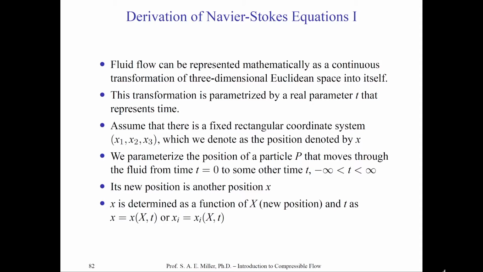Now, x and t are, of course, related, the position of the fluid parcel and the time t. So we'll say that x is always determined, that's the position of the particle or fluid parcel, as a function of capital X, the new position, and t. And therefore, we can write x as a function of capital X and t, or the components of x for i equals 1, 2, 3 for a vector x, as the same function, of course, as the new position X and time t. Think about these definitions and remember them as we look at this mathematics.